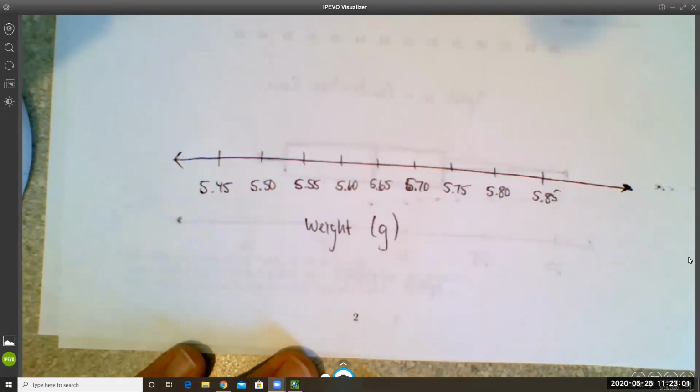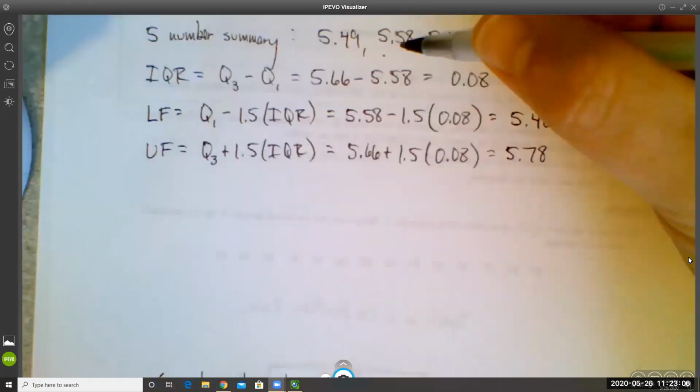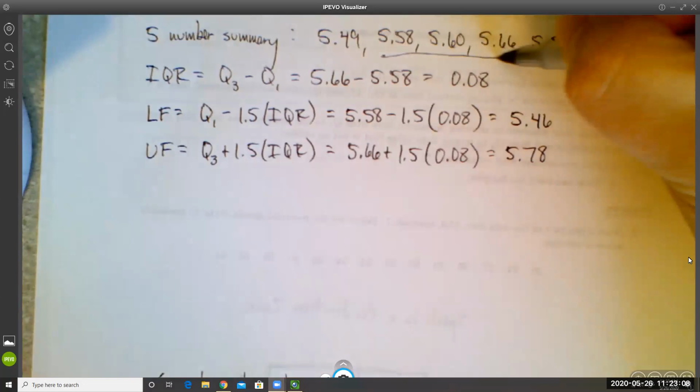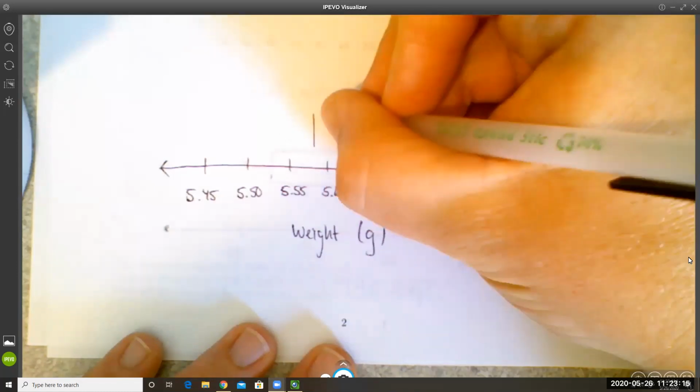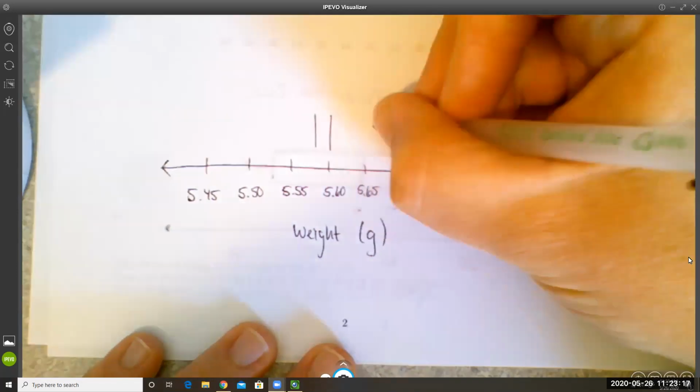Now I'm going to go ahead and put my quartiles on here. So my quartiles are 5.58, 5.6, and 5.66. So 5.58, 5.6, 5.66.